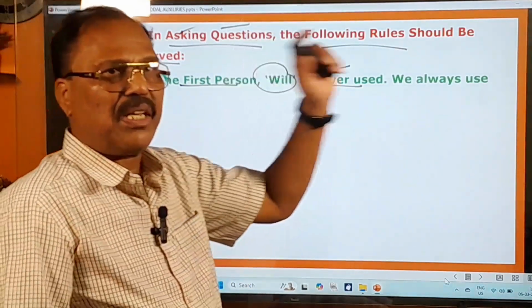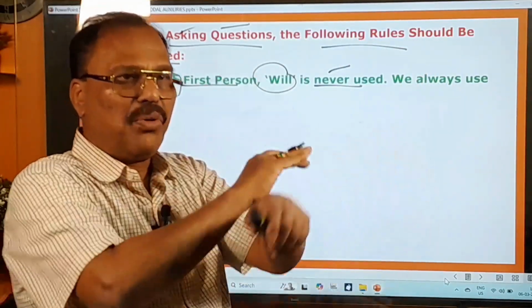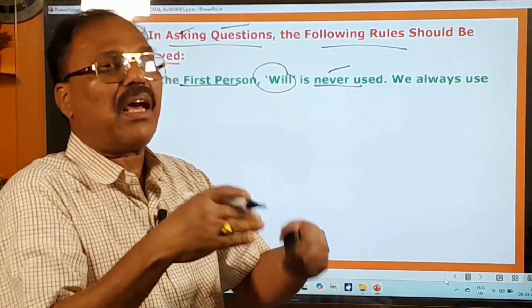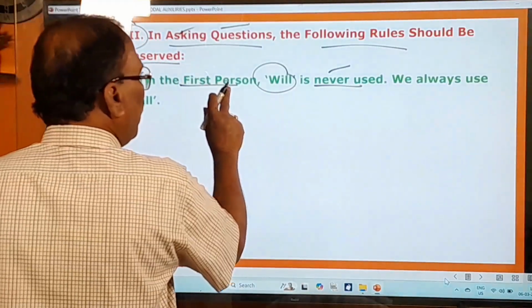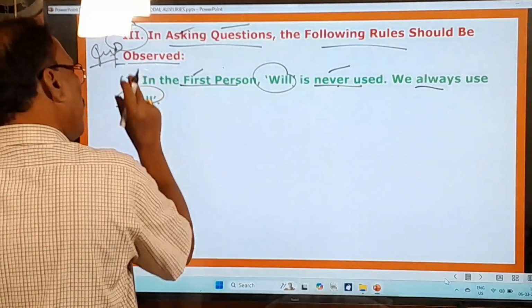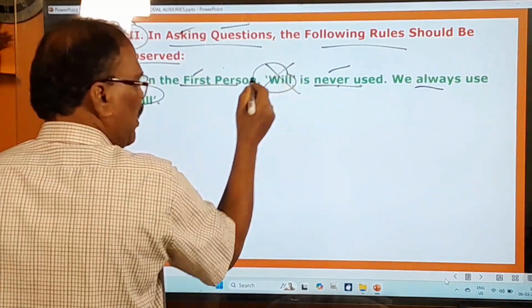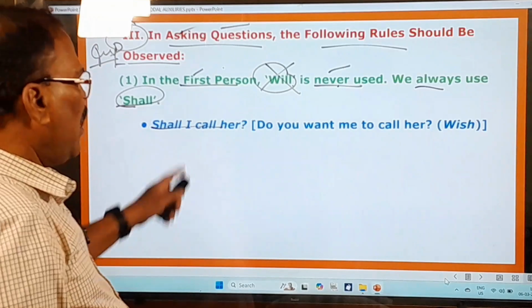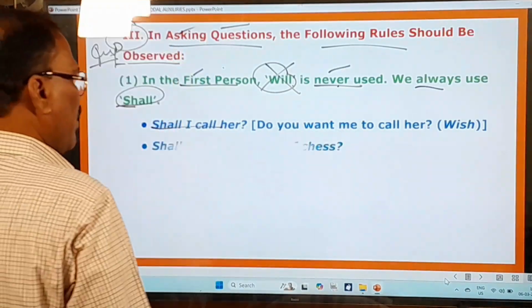With first person singular, we use shall. With all other persons, we use will. But whenever you exchange the use of shall and will, they convey different meanings, that you know very well. So in the first person, will is never used because we always use shall. So in asking questions, we must use only shall, not will at all. Here you pay attention. Shall I call her? Shall I call her means, do you want me to call her? Amenu nannu pilavamantava? It's a wish.